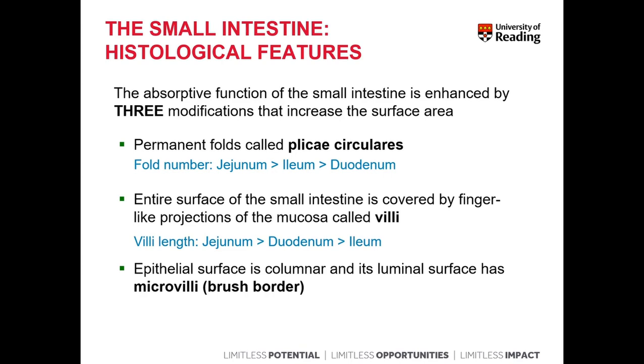So you can see overall how the generation of these folds, from the plicae to the villi to the microvilli, allows the overall increase of the surface to volume ratio, to increase to a maximum the absorptive surface while keeping the volume relatively small. So the fold number for the plicae circulares is the highest in the jejunum, a little bit less in the ileum, and the lowest in the duodenum, while the villi in length are the longest in the jejunum, a little bit less in the duodenum, and then finally the shortest in the ileum.